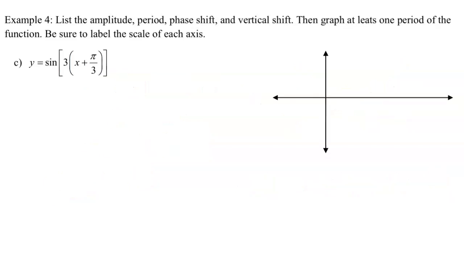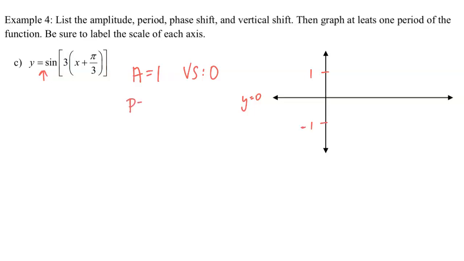Okay, here in letter C, I've got sine of 3 times the quantity x plus pi over 3. And so my amplitude here is going to equal 1. That's my coefficient in front of sine there, which is a 1. And then my vertical shift is any plus or minus at the end of the function, which in this case there's not one, which means that my midline is going to occur at y is equal to 0. Therefore, my maximums have to be at positive 1, and my mins have to be at negative 1.